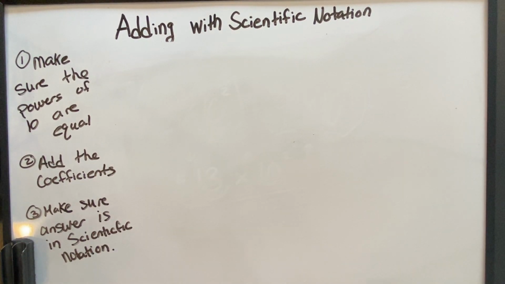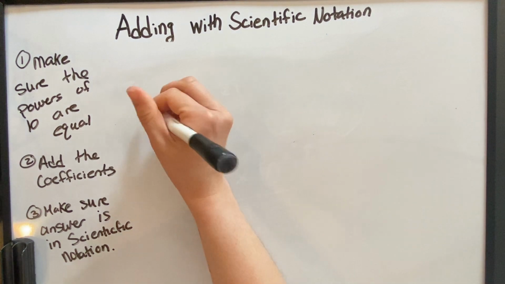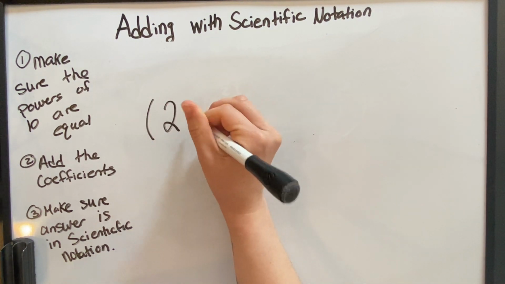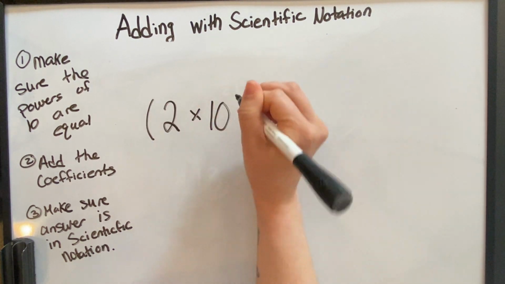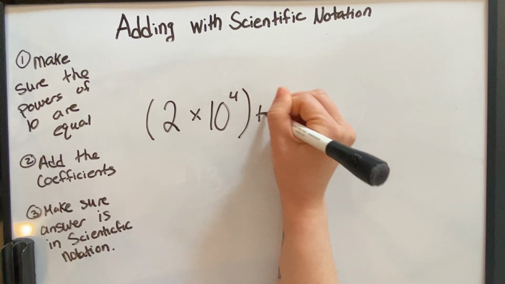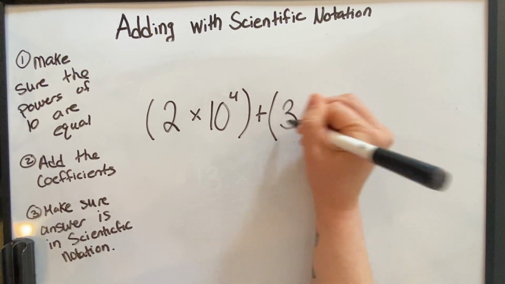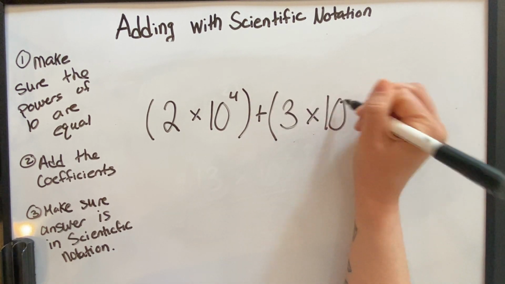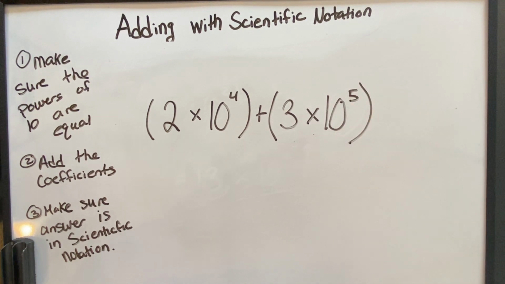Okay, let's do another example. 2 times 10 to the fourth power plus 3 times 10 to the fifth power. Alrighty, so let's go through my steps. Step 1, make sure the powers of 10 are equal. Here we're working with 10 raised to the fourth power.